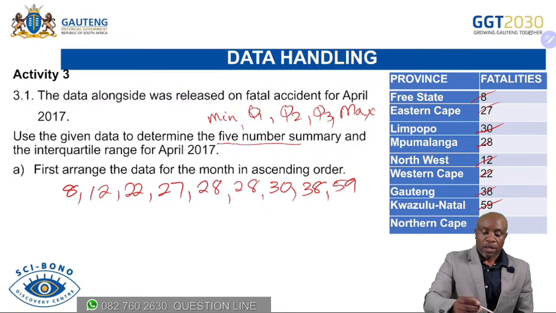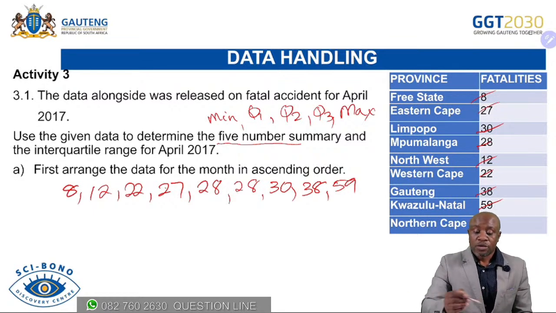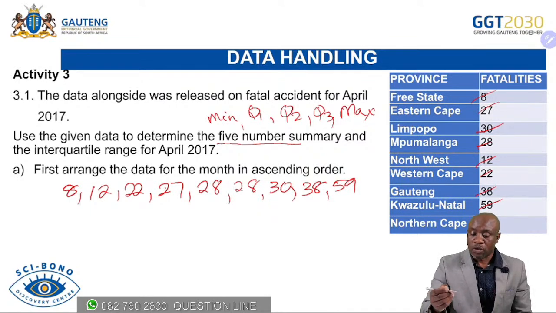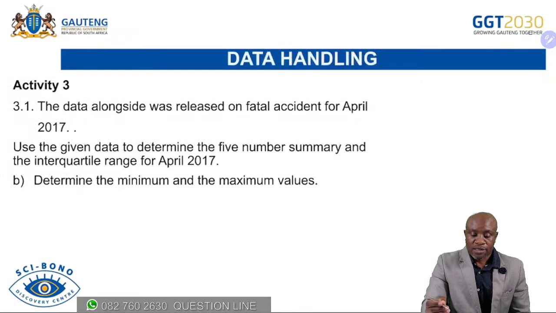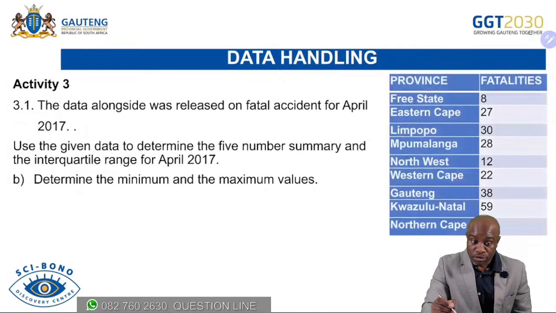Now, I will check if all my numbers are there. 1, 2, 3, 4, 5, 6, 7, 8, 9. So 9 numbers, 9 provinces. So all of them represented and in ascending order from the smallest to the biggest. And then when we get to the next part now, where we are saying, okay, we've got those values, and now we want to do the quartiles.